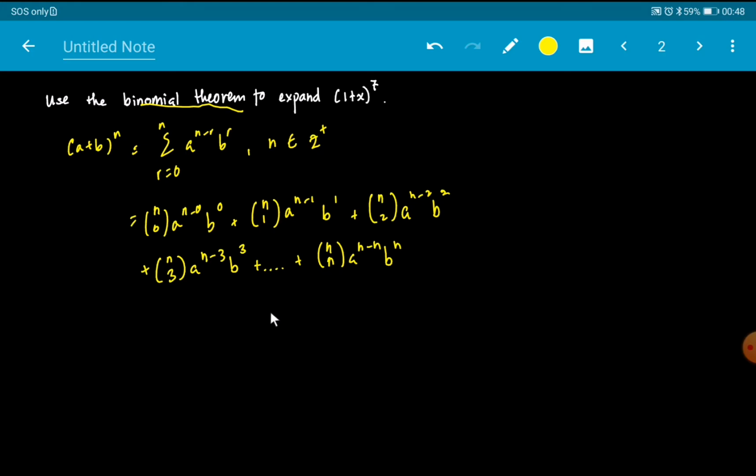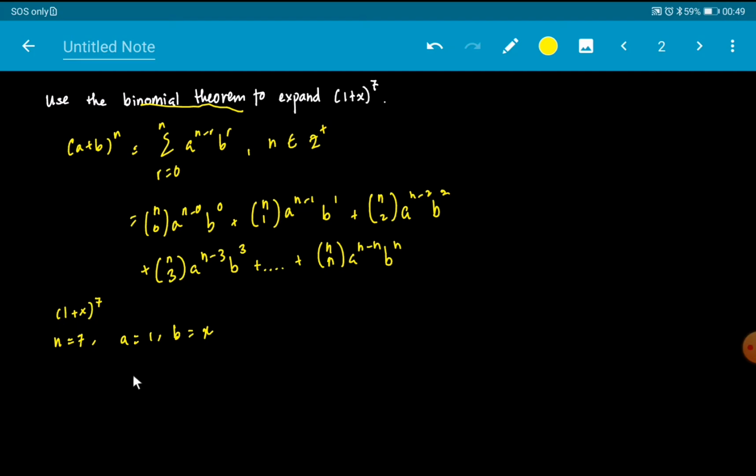All right, so our question is to expand this expression, (1 + x)^7. We will answer this question. First, just list down the values: n equals 7, a equals 1, b equals x. So we will use this binomial expansion theorem.